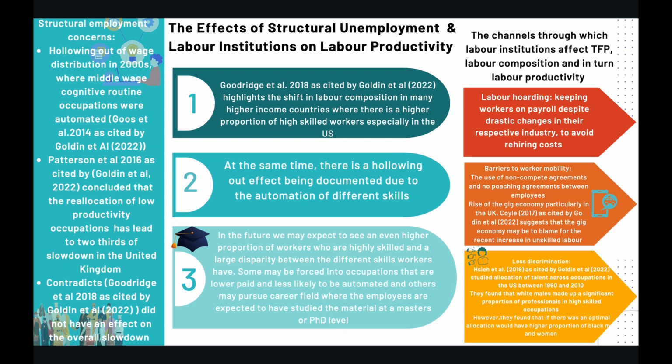of labour hoarding, the gig economy, and heightened barriers to labour mobility, and the reduction in discriminatory practices do somewhat affect total factor productivity and labour productivity. The rise of the gig economy does result in workers having access to less regular training due to the temporary nature of the work in the industry.